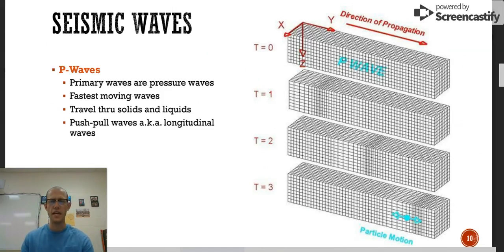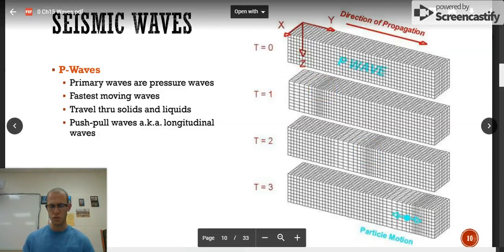First of the seismic waves, the P wave, P standing for primary. They are the very first wave that happens after an earthquake occurs. They are the fastest moving, and they travel through solids and liquids. They are a compression wave, so you see the compression happening right here. And then that compression is moving along until it's all the way over here. So it's traveling through the earth. It's also known as push-pull waves or longitudinal waves.